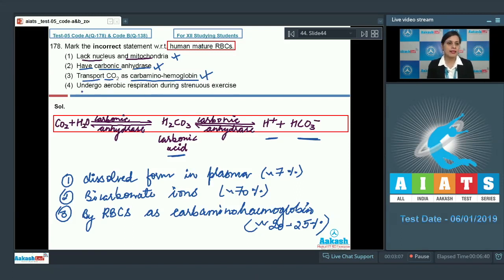The last statement is undergo aerobic respiration during strenuous exercise, and as this is an incorrect statement, so this is a correct answer to our question because mature RBCs undergo anaerobic respiration as they do not have mitochondria. So the correct answer to this question is option number 4. Let's discuss our next question.